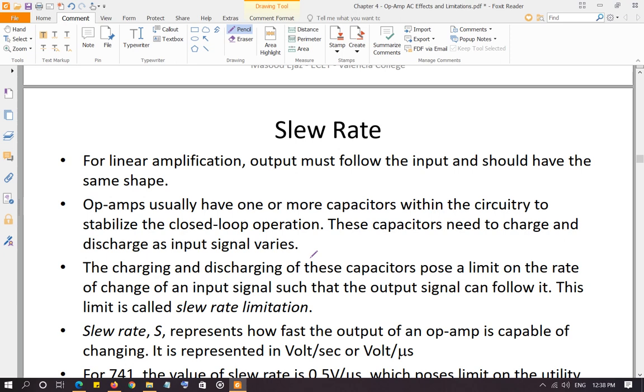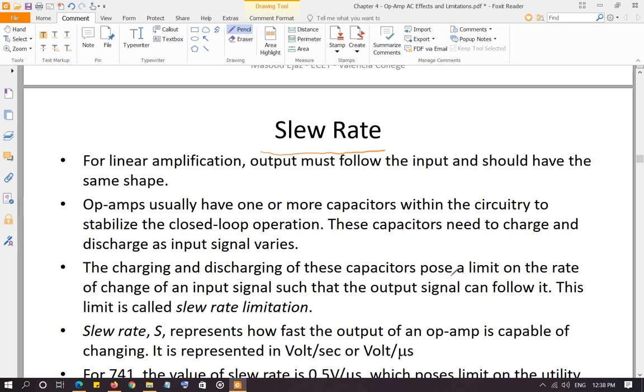So closed loop bandwidth is one factor that affects the output. The other factor is slew rate. And how does slew rate affect the output? Once again, it depends on the capacitor. Within the circuitry, you have a capacitor to stabilize the closed loop operation of the circuit. And again, as we discussed, the capacitor needs to be charged and discharged as your input signal is varying, whether that input signal is a digital signal, ones and zeros, or a sinusoidal signal, but they will be charging and discharging, right?